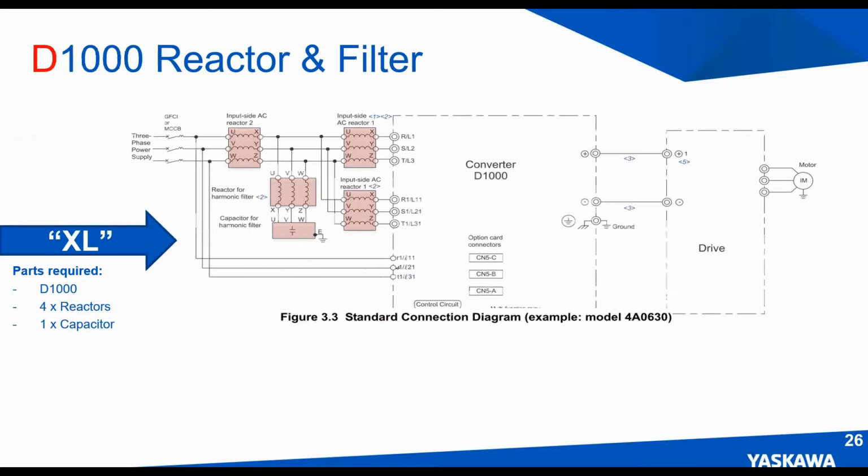Now, I mentioned an XL configuration. The XL configuration is similar to the large one. The only difference is that the reactor right before the drive is split into 2 reactors instead of 1. This allows us to significantly reduce the size of the reactor right before the drive. This configuration is only used on the largest D1000 package, the 750 horsepower 480 volt unit.